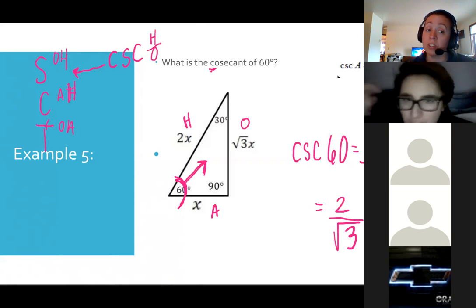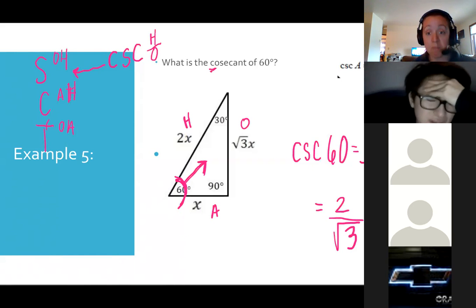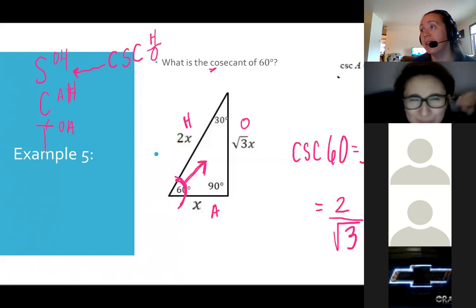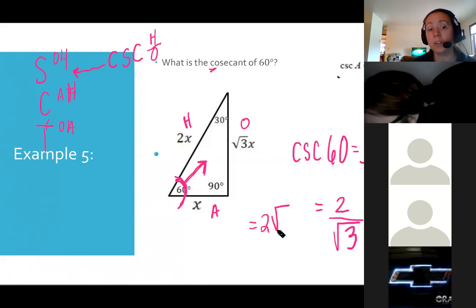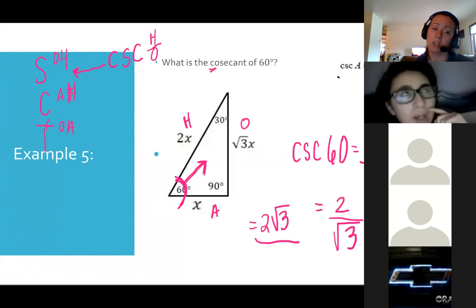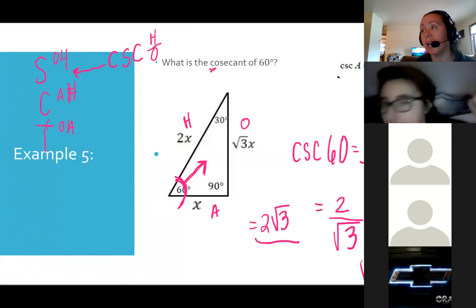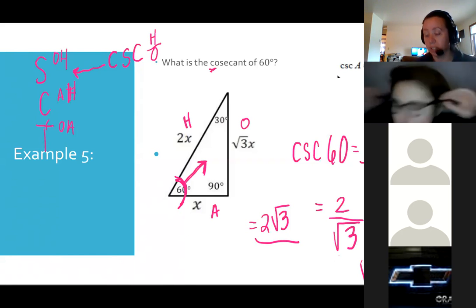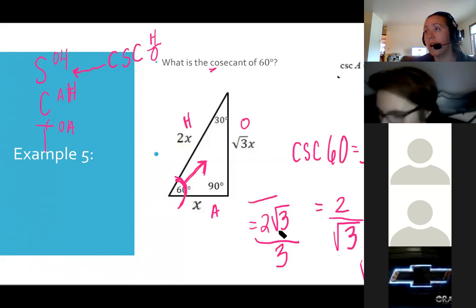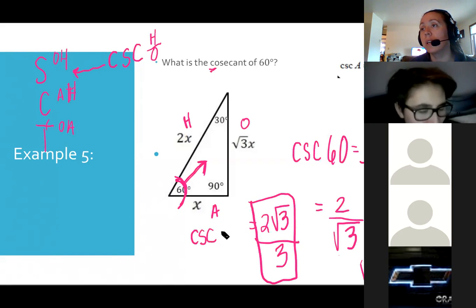Does anybody remember what we do to rationalize it? 2 over root 3. Yeah, you're right. We have to multiply times radical 3. Very good. So we're going to multiply the top and the bottom by radical 3. So our new answer becomes 2 radical 3 over, and what's radical 3 times radical 3? Radical 9. You are right. And what does radical 9 simplify to? 3. Good job, guys. So our final answer becomes 2 radical 3 over 3. That is the cosecant of 60.